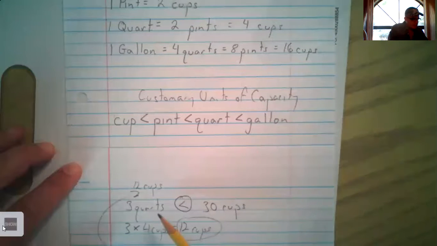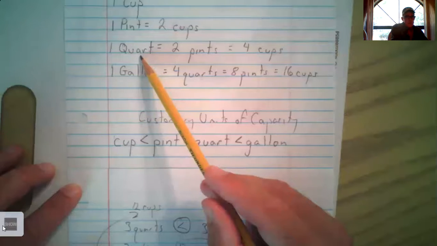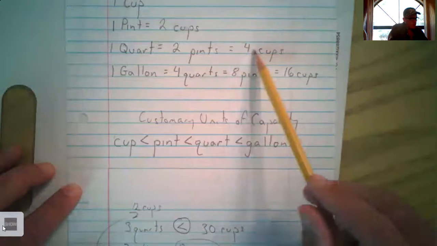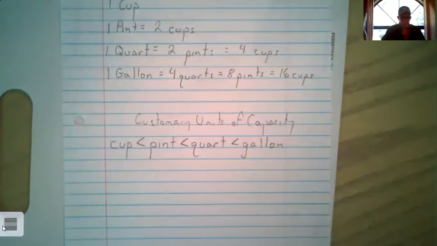Remember, you take your larger units, you find out what you're comparing it to. Here we are comparing it to cups. I come up to our sheet up here, and you guys should write that sheet down. I believe it's also in your book. 1 quart equals 4 cups. So when we compare 3 quarts, we can go 3 quarts times 4 cups equals 12 cups. This is our inequality.